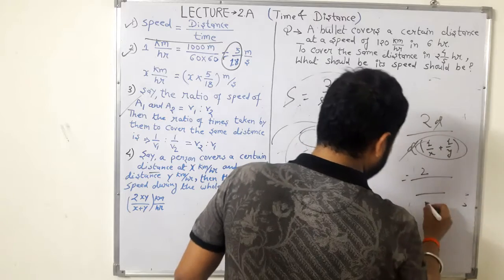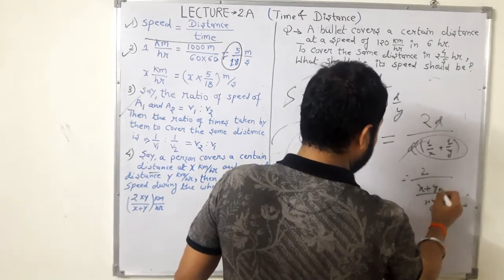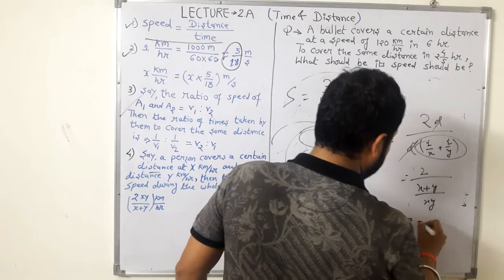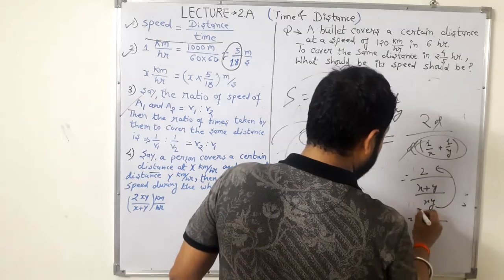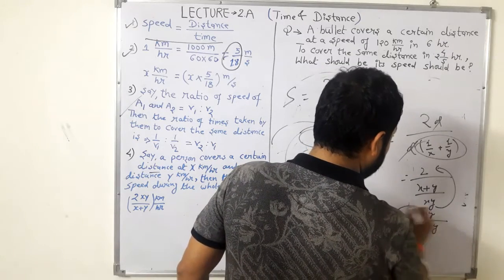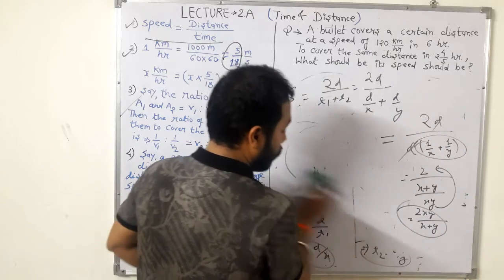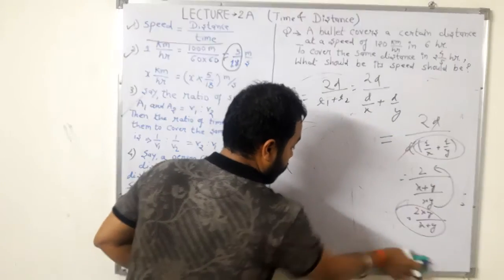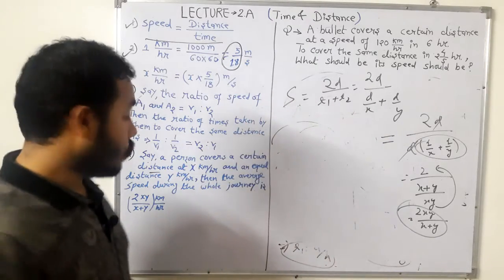So this part will be, take xy and x plus y. Okay. Then xy comes here. That will be 2xy and x plus y in the below part. So we got the result as 2xy divided by x plus y.